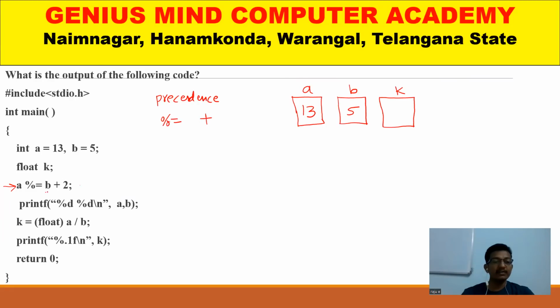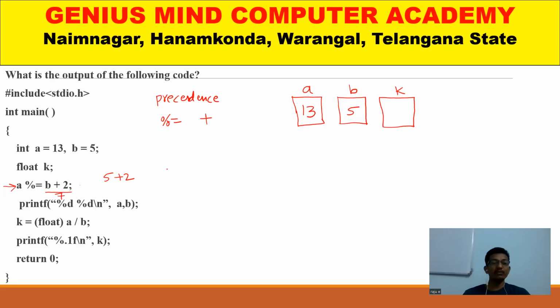That means the expression b plus 2 is carried out first. The value of b is 5 here. A copy of the value from b is taken, 5, and 2 is added to this value. So in this expression we get a value of 5 plus 2, 7.